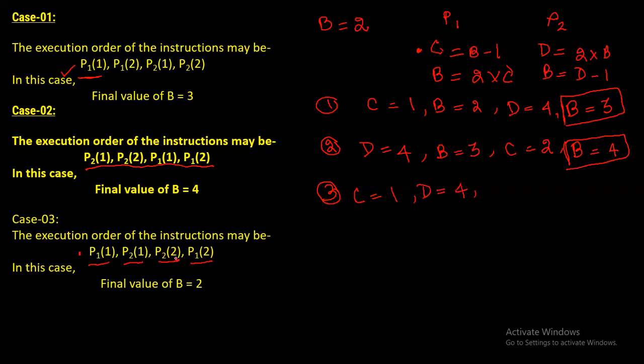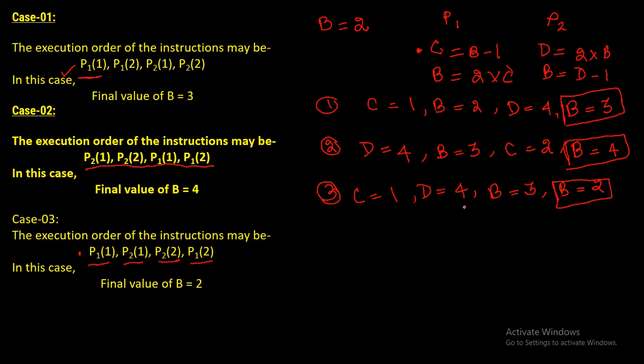Now P2, second line of P2. Second line of P2 means D minus 1, where D value is 4. 4 minus 1, that is 3. Okay, P1 second line. So P1 second line, B value will be 2 into C, that is 2. Okay, so my final result will be B equal to 2.